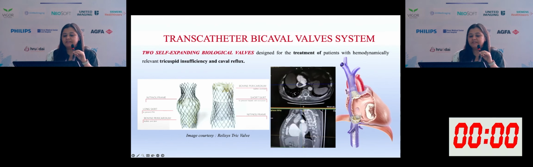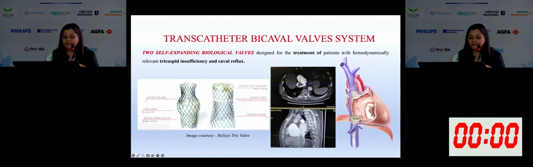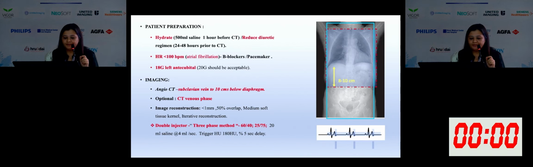So these are basically bioprosthetic valves which are self-expanding and placed in the SVC and IVC so that there is no caval reflux in cases of very severe tricuspid insufficiency. My experience has been with TricValve. I'll be speaking on those, how we assess them. The SVC valve has a bulb in the center and the IVC valve has a short skirt towards the atrial side. They are neonatal stents with bovine pericardium.